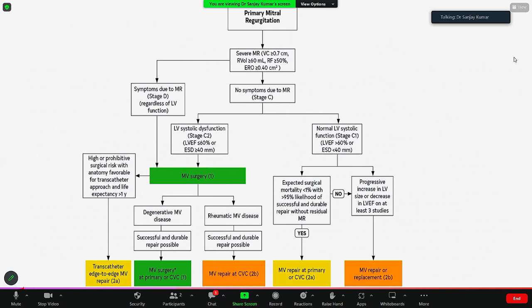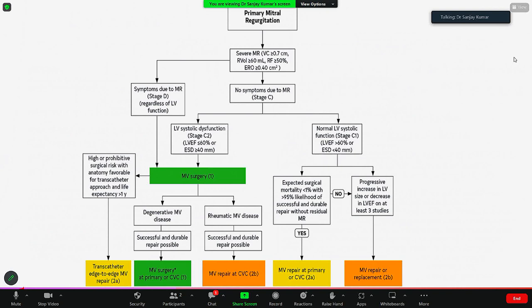If it is rheumatic mitral valve, there are situations where there is not much calcium and the annulus is not calcified. If you can decalcify the leaflets to maintain that coaptation, or if some commissural stitches may be needed to get those valves coapting well, then in that case mitral valve repair can be considered at a comprehensive valve center.